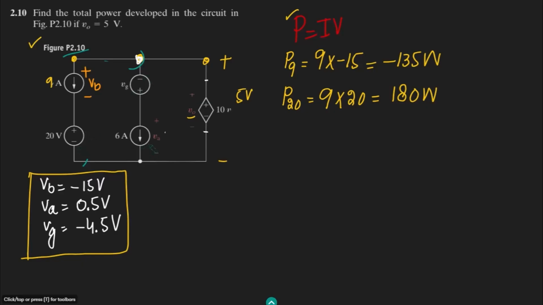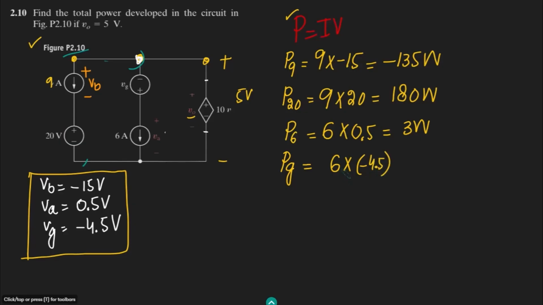Okay, now let us move here, and this 6 amperes, P6 is what? The current through it is 6 multiplied by the voltage across it, which is 0.5. So this is 0.5, and that is 3 watts, and plus sign denotes that this is the absorbing source. Okay, now this VG, let me call it PG, and the current through it is known, that is 6. Okay, and the voltage across it is minus 4.5, which is already known.